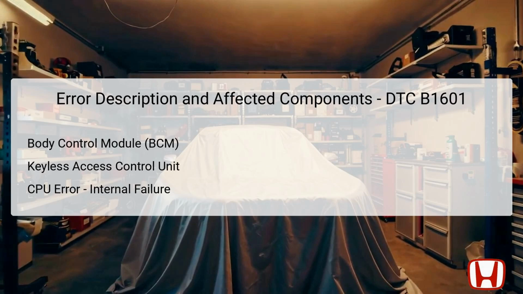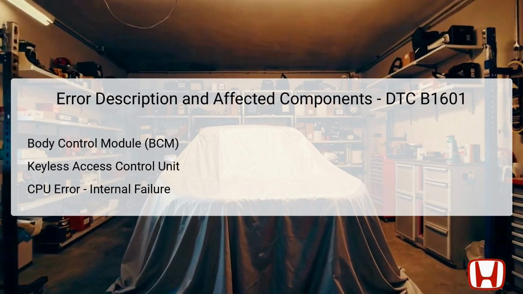DTC B1601 primarily revolves around the body control module, known as the BCM, which is the nucleus for various electronic functions within the vehicle, including lighting, security, and keyless entry systems. The specific issue is centered on the keyless access control unit's internal CPU, which plays a critical role in communication and processing signals for unlocking and starting the vehicle. The BCM is located typically beneath the dashboard or near the steering column, while the keyless access control unit is integrated into the vehicle's key fob or might be part of the remote entry system.